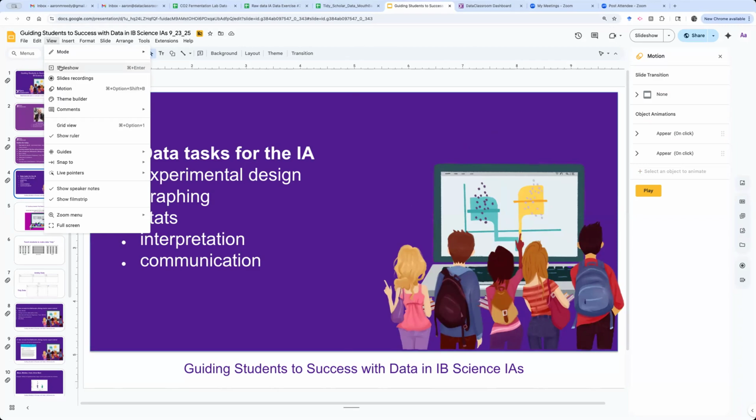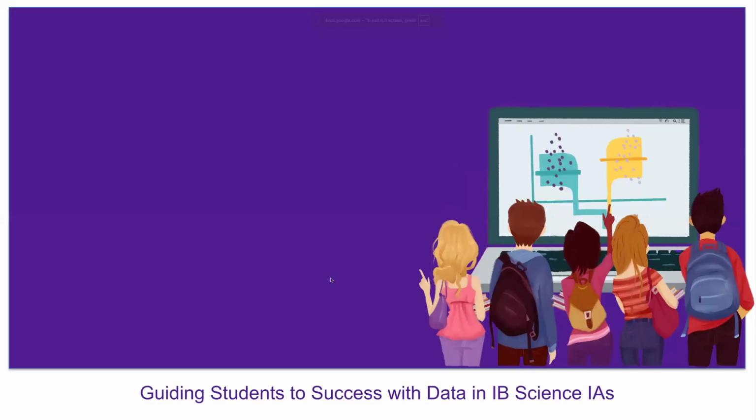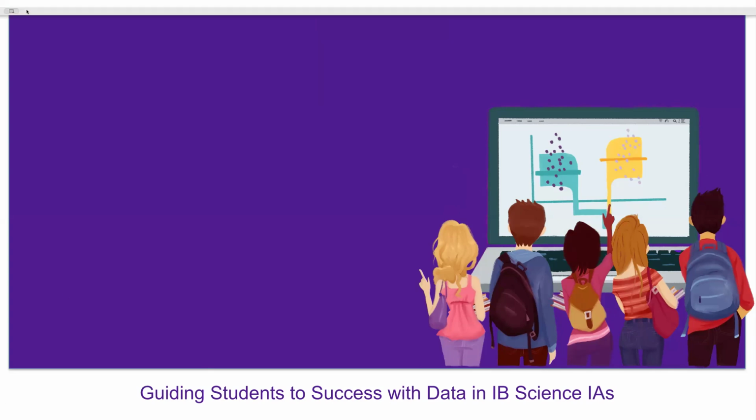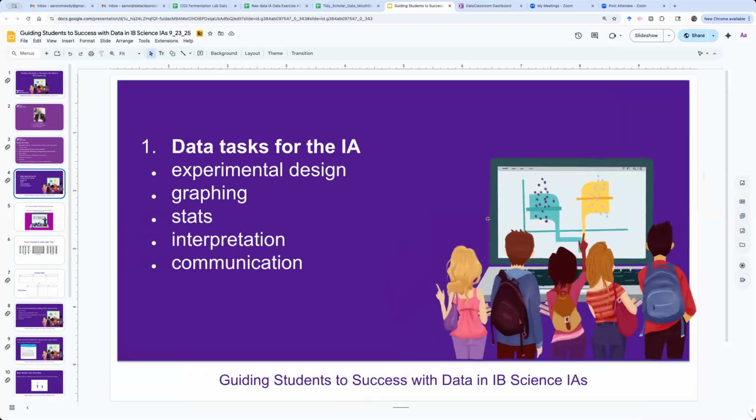So I just wanted to give an overview of some of these student data tasks that are in the IA, and the slide advance is not wanting to cooperate. So here, I've got another idea. I'm just going to go back to the sheet, and we won't look at this in presenter view or slideshow view, but we'll just look at it like this. I think you can see my screen here.